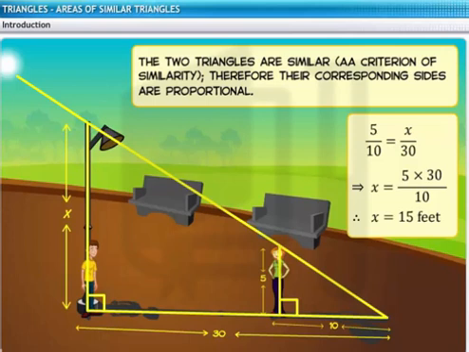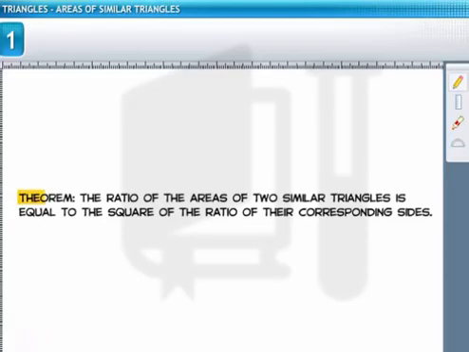Remember, when two triangles are similar, their corresponding angles are equal and their corresponding sides are proportional. But what about their areas? Will the areas be equal, or will they be proportional? To answer these questions, let's discuss the first theorem. The first theorem states that the ratio of the areas of two similar triangles is equal to the square of the ratio of their corresponding sides.